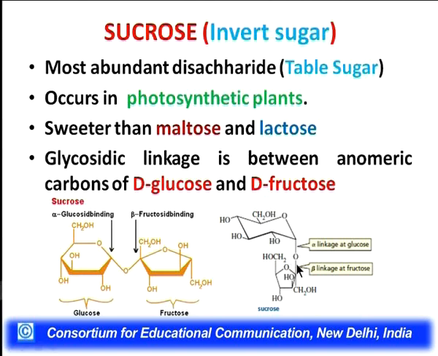And since the configuration here is beta, that is, they are here on the same side, if we are referring to the linkage, we will say it is a beta linkage in case of fructose. So both of them are acting here as glycon as well as aglycon. That is, for glucose, aglycon is fructose, and for fructose, aglycon is the glucose molecule. And the glycosidic linkage is between alpha C1 of glucose and beta C2 of fructose.